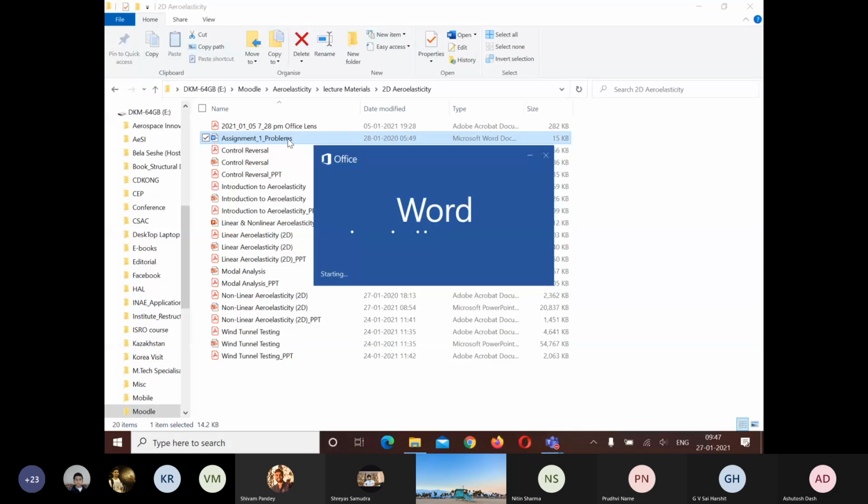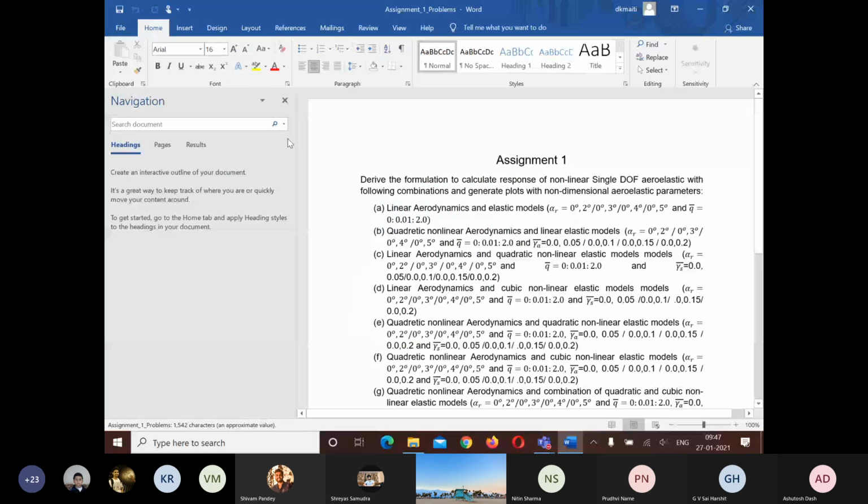See, in this, what I have asked is: derive the formulation to calculate the response of a nonlinear single degree of freedom aeroelastic system with the following combinations and generate plots with non-dimensional parameters. So I have asked for several combinations. First, a linear aerodynamics model, and then a quadratic nonlinear aerodynamic model with a linear elastic model, where I will be asking group-wise alpha r values.